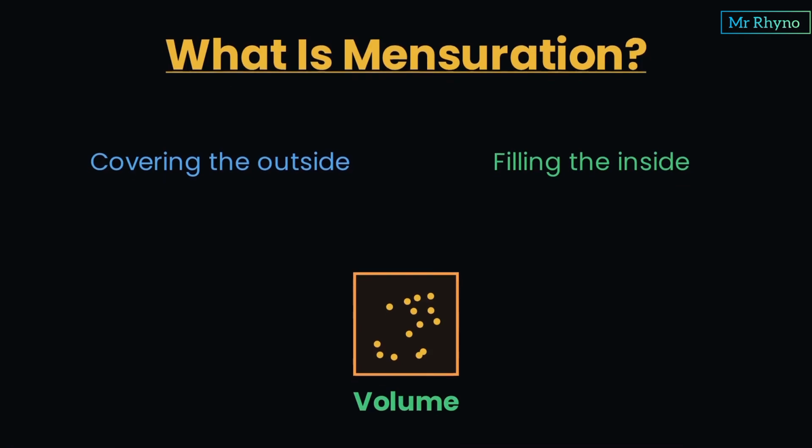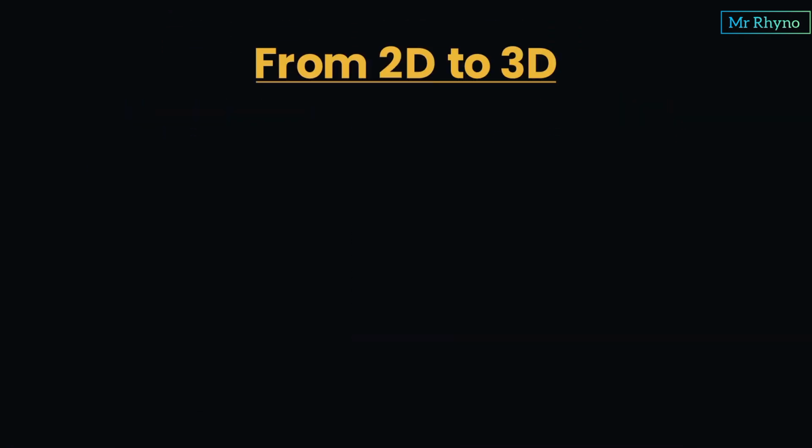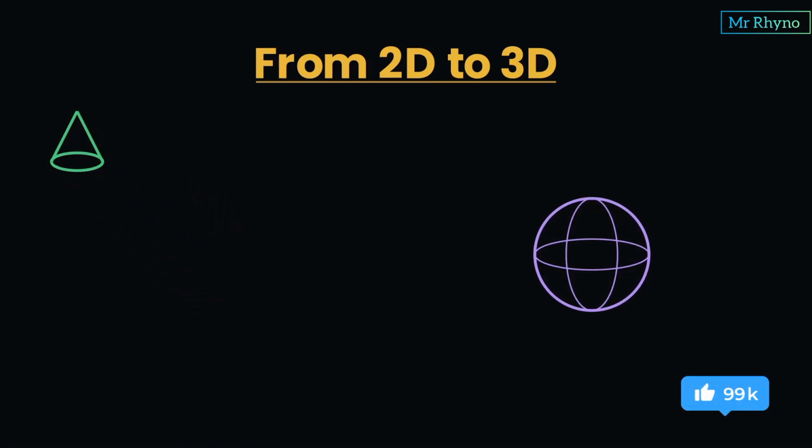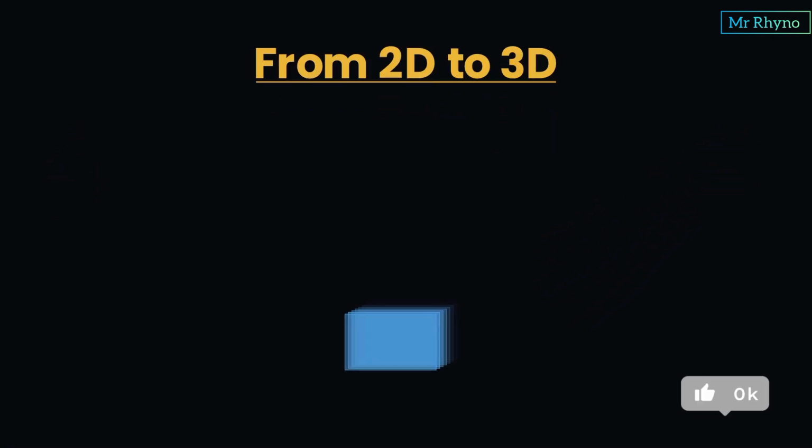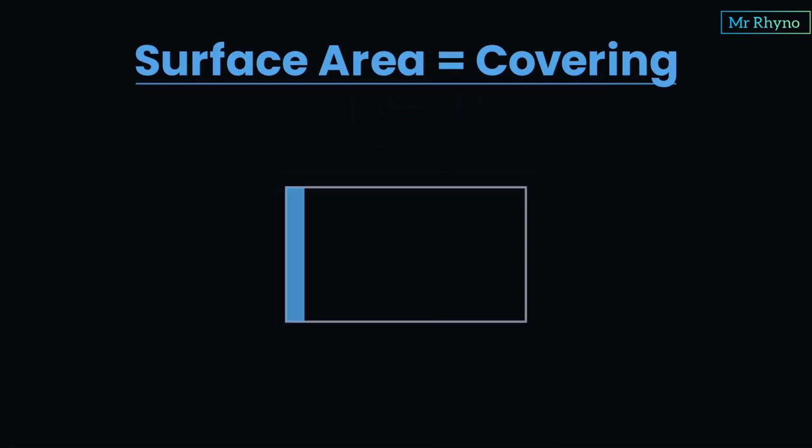Everything begins with shapes you already know. A rectangle becomes a box. A circle becomes a cylinder. A triangle can rotate to form a cone. A semicircle, rotated around its diameter, forms a sphere. Three-dimensional shapes are simply two-dimensional shapes with depth. Think of it this way. A sheet of paper is flat. Stack thousands of sheets together, and you have thickness. That thickness creates volume.